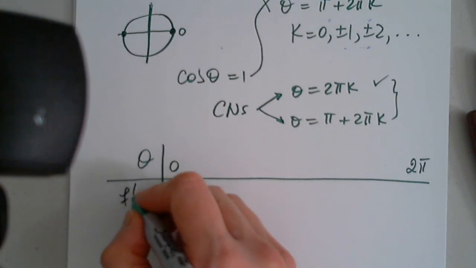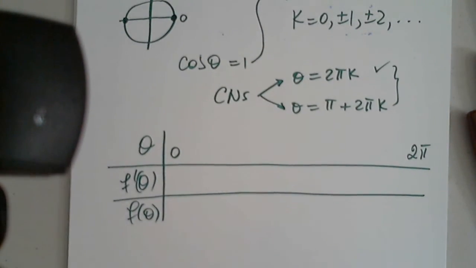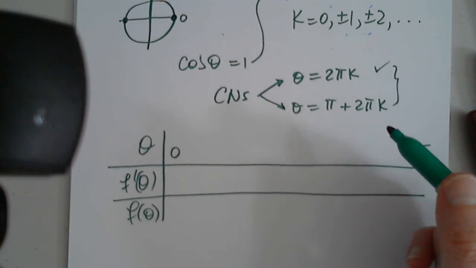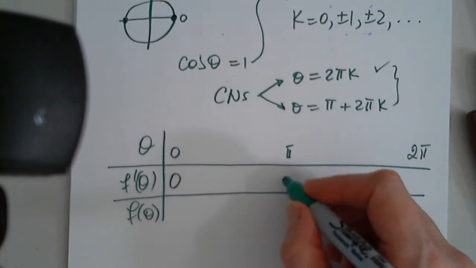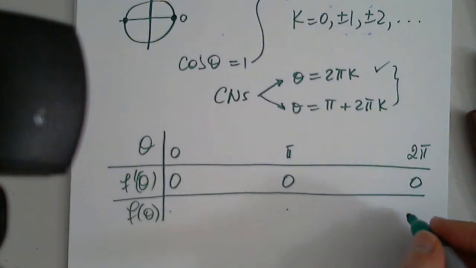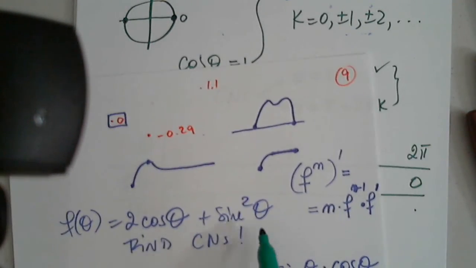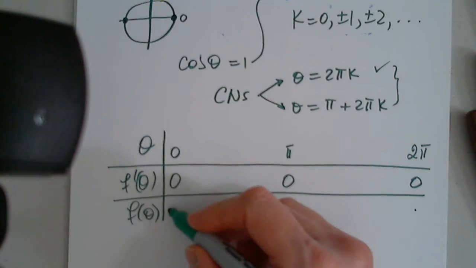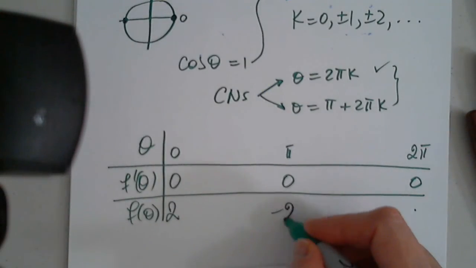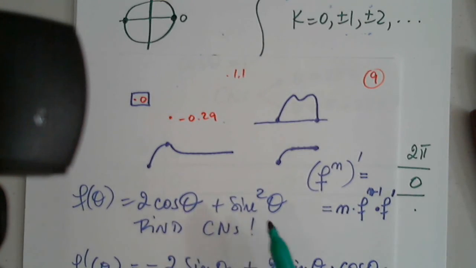And this is f prime of theta and f of theta. And we know that at 0, pi, and 2 pi, the first derivative is 0. We will have to plug in the original function to see what we get. At 0, this is 0, this is 1, so this will be 2. At pi, this is -1 and this is 0, so this will be -2. And at 2 pi is the same because this is 1 and this is 0.